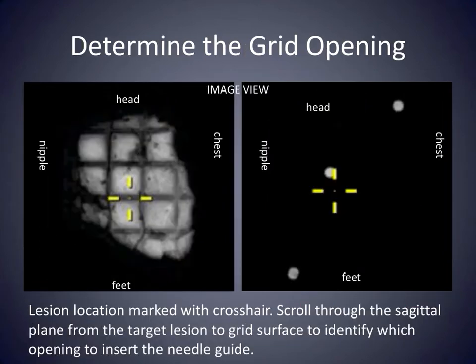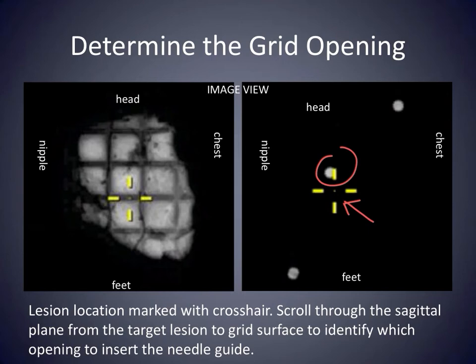Next, we'll need to determine which grid opening is closest to our target lesion. Once again, we will place the crosshair on the target lesion itself, and then utilizing that same sagittal sequence, we will scroll through until we see the fiducials, which will act as our reference points. In this particular example, notice the crosshair on the target lesion is immediately inferior, or below, the central fixed fiducial in the image on the right.